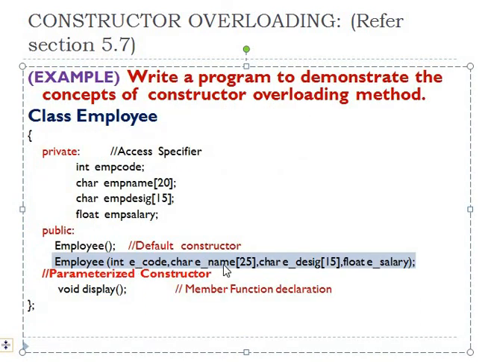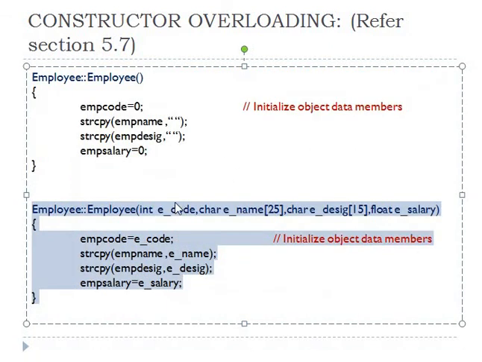Now the body of this parameterized constructor is also defined outside of this class, so the control is again going to jump from this portion of the program to here. Now again inside its body region, the parameterized constructor this time is going to initialize the data members emp code, emp name, emp desig, and emp salary with the values from the parameters eCode, eName, eDesig, and eSalary.